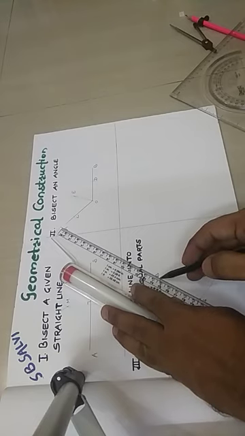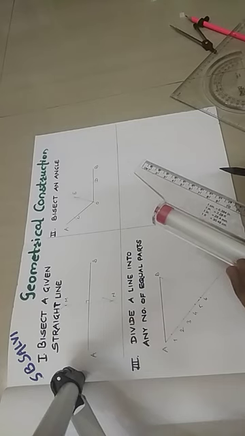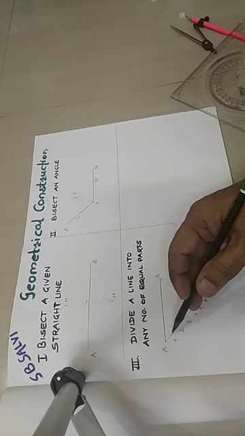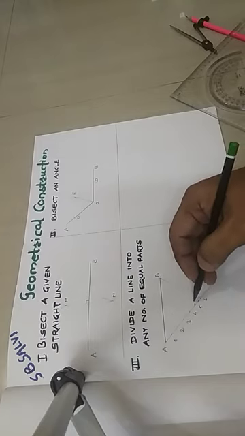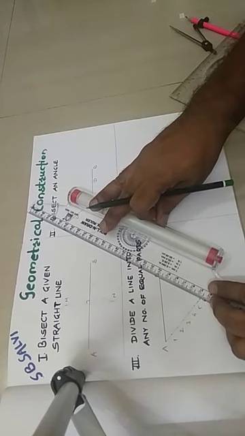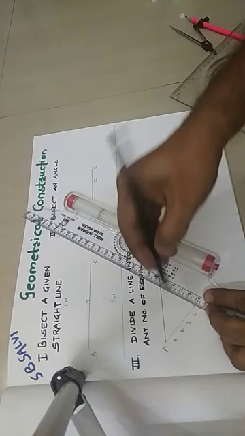Join this. Now from each and every division point 5, 4, 3, 2, 1, draw lines parallel to 6B. So draw faint lines parallel to 6B. Very faint construction.